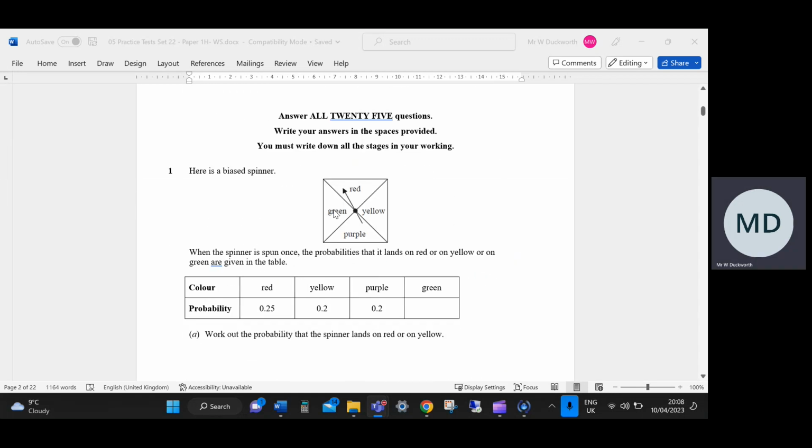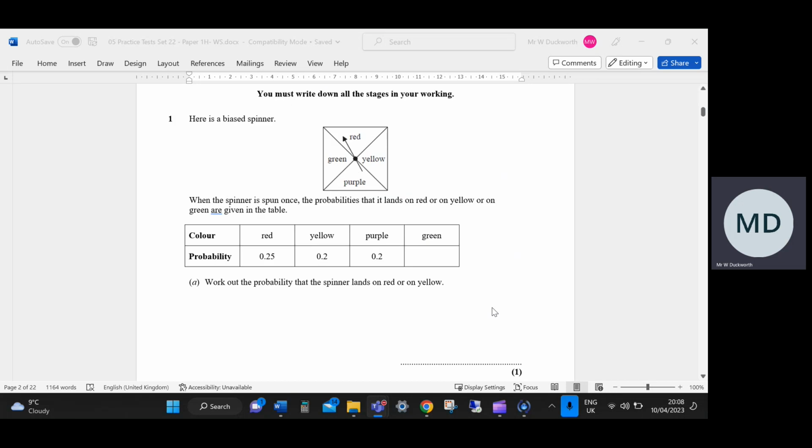So question one. We've got 25 questions, right? Here is a biased spinner, so an unfair spinner. When the spinner is spun once, the probability that it lands on red or on yellow or on green are given in the table. Work out the probability that the spinner lands on red or on yellow. So for red or yellow, we need to add the probabilities together. So we're doing 0.25 plus 0.2, so that's going to be 0.45.